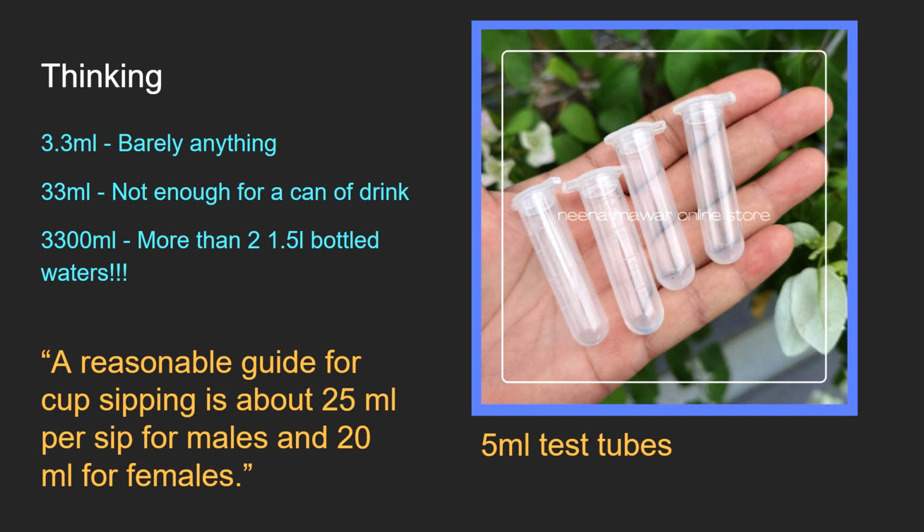Another website says that males sip 25 milliliters per sip and females sip 20 milliliters per sip. So if you have 33 milliliters of drink in a can, you can only sip it about 2 times. And then we have our last option, 3,300 milliliters. That's more than two 1.5 liter bottles of water. And looking at the size comparison, that's confirmed too much.